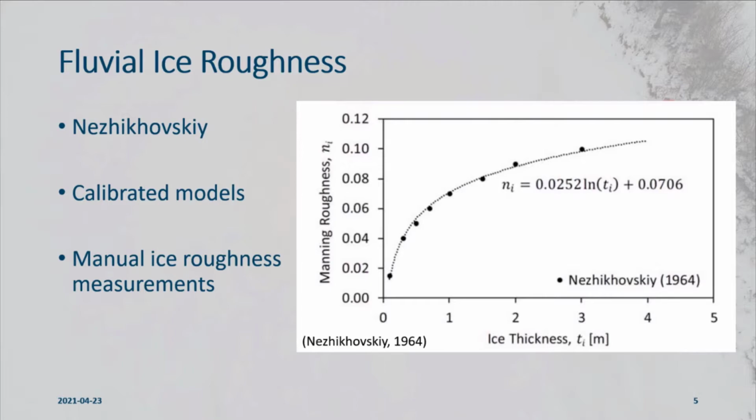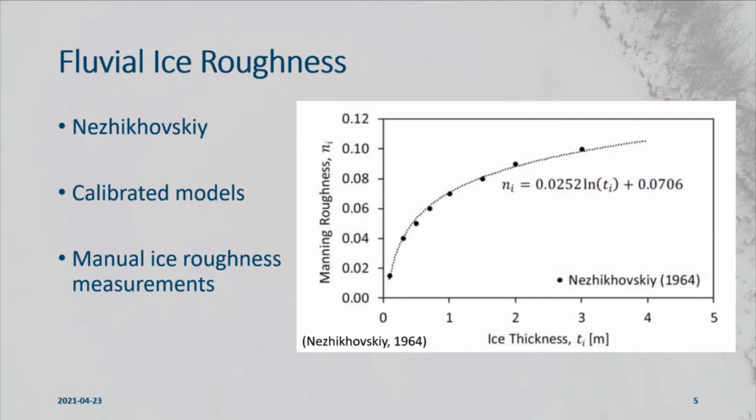This was determined by Nezhikhovskiy in the early 60s, but it was based on a handful of observations taken on Russian rivers. And the relationship works out pretty good. It seems pretty convincing. On the bottom axis, you'll see ice thickness, and a thicker ice cover generally corresponds to a more rough ice cover as well.